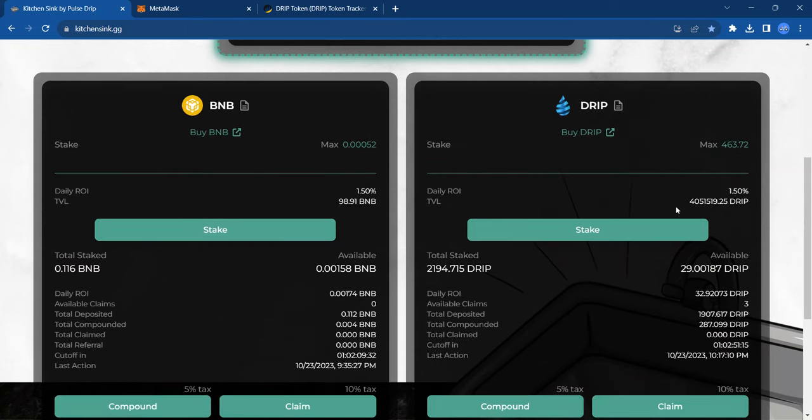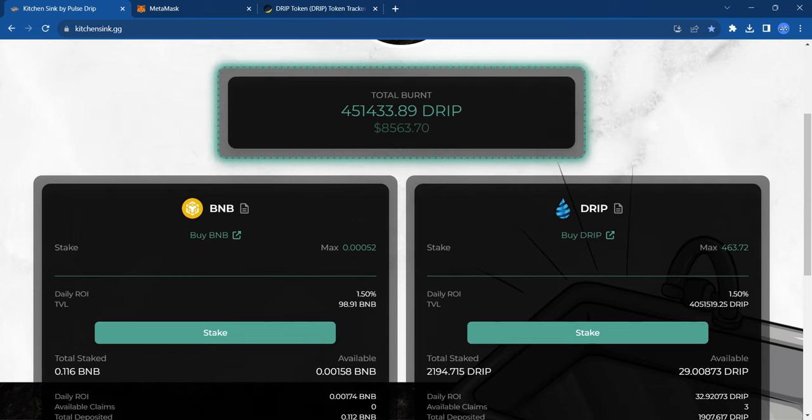Now, also, the TVL for DRIP has climbed to 4,051,519.25 DRIP, which is amazing. And this is kind of where I'm sitting with my little stake here in DRIP. I'm up to 3 compounds now, which is pretty awesome, getting roughly 32 DRIP a day.